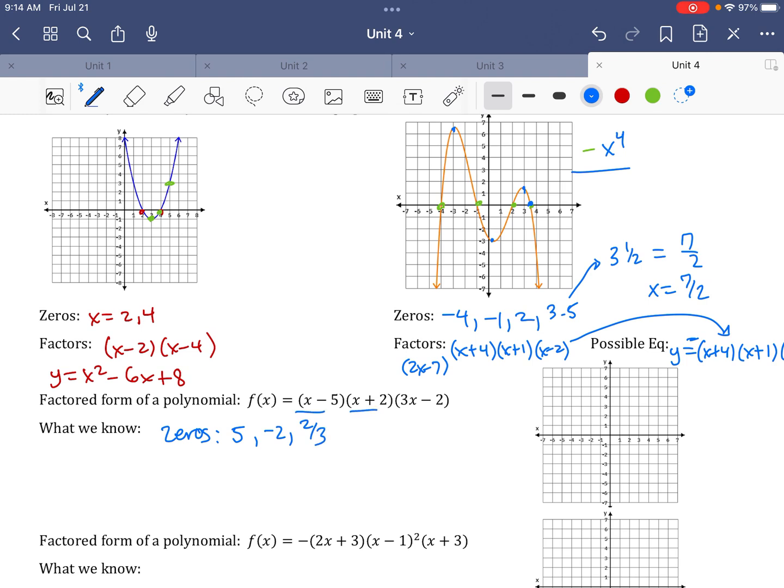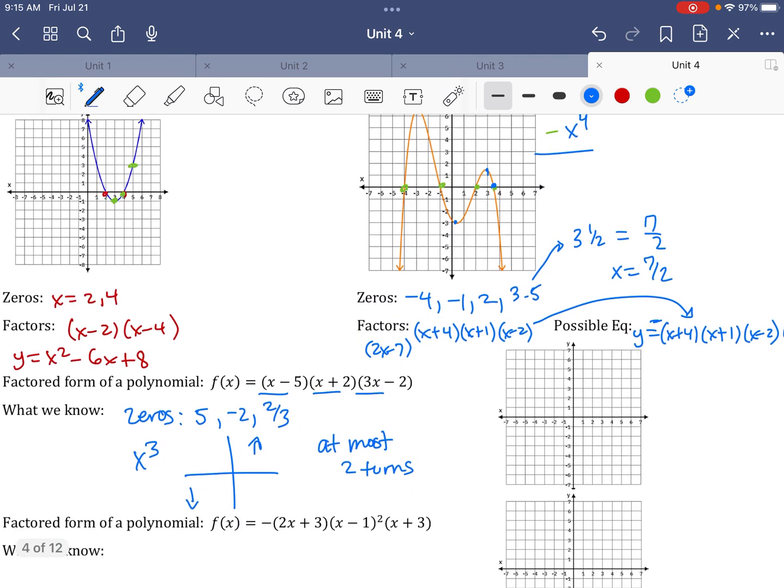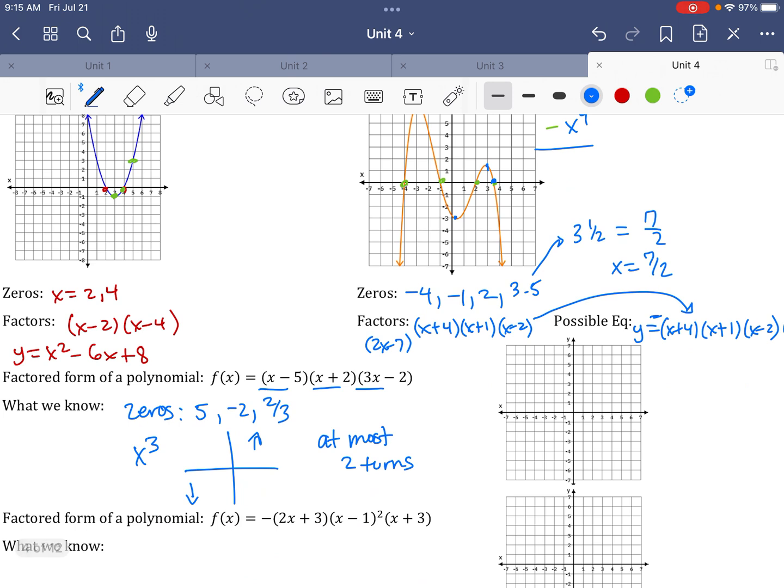I also know I have x, so that's going to be x to the 3rd. So I know that the end behavior is going to go like this. The right side is going to go up, the left side is going to go down. And I would probably expect at most 2 turns. All right, and that's about it. So I would know basically that it's crossing at 5, negative 2, and then also 2/3. It's coming up here, going down there.